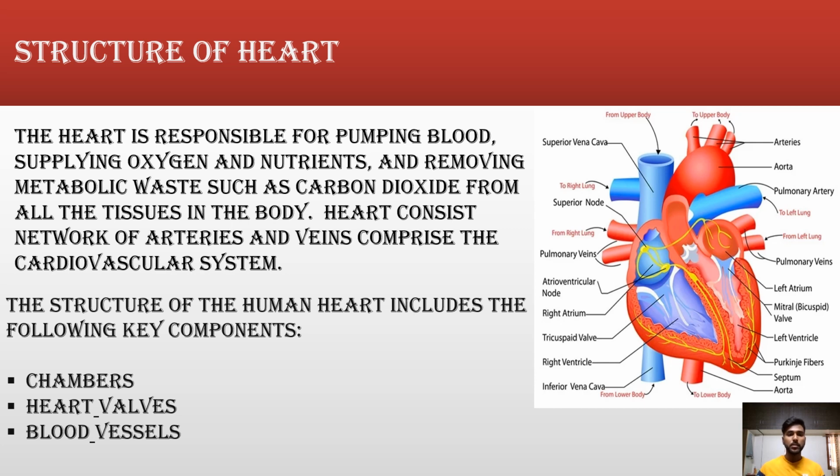The heart is responsible for pumping blood, supplying oxygen and nutrients, and removing metabolic waste, such as carbon dioxide from all the tissues in the body. Heart consists network of arteries, veins, and comprises the cardiovascular system. The structure of heart includes the following key components: chambers, heart valves, and blood vessels.